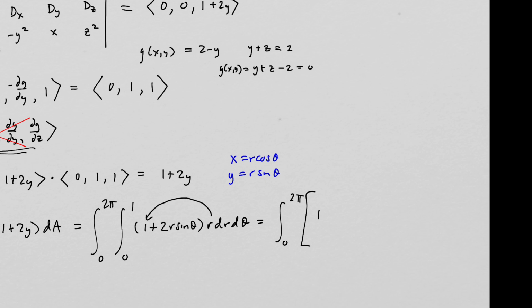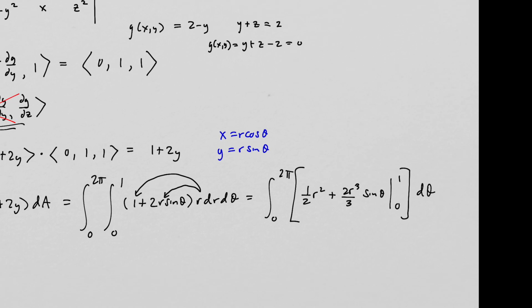So that's going to be r integral is 1/2 r squared. Multiply here, we're going to have 2r squared. So the integral there is going to be 2r cubed over 3 times the sine of theta. This goes from 0 to 1, and then d theta. And then we keep on going here. When we plug in 1 for r, we're going to have 1/2 plus 2/3 sine of theta, d theta.